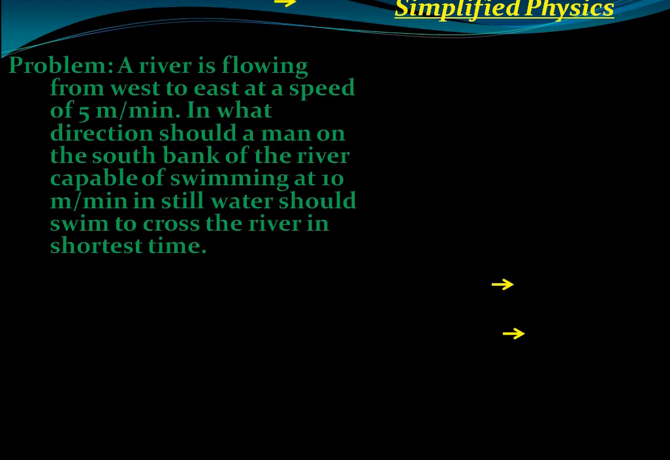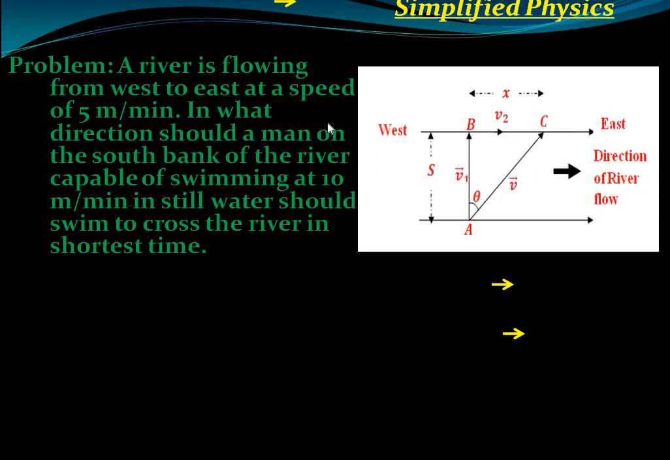Now let's see the problem related to this theory. A river is flowing from west to east at the speed of 5 meters per minute. In what direction should the man on the south bank, or the person at position A on the south bank of the river, capable of swimming at 10 meters per minute in still water, swim to cross the river in the shortest time? Now the river should be crossed in the shortest time.